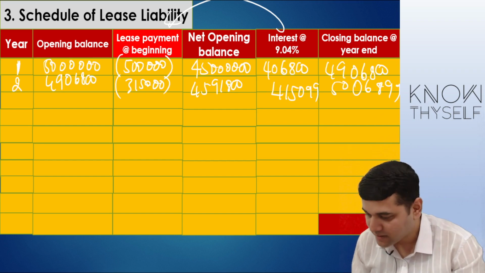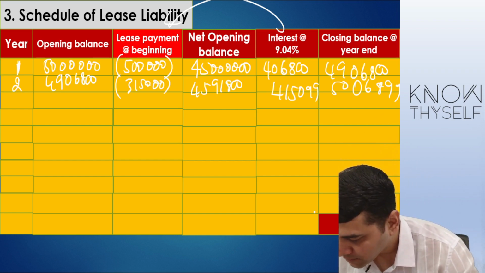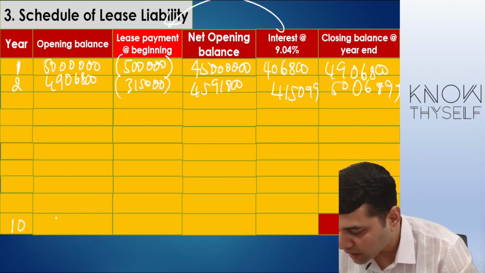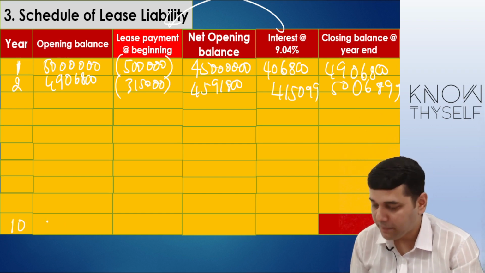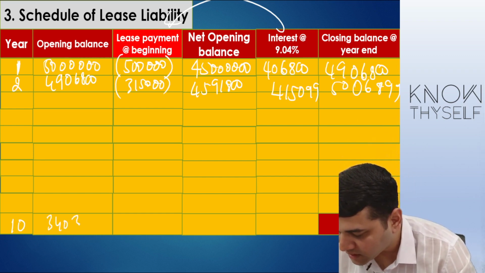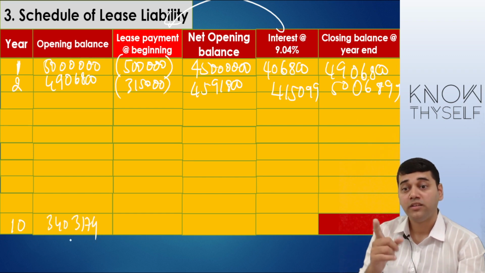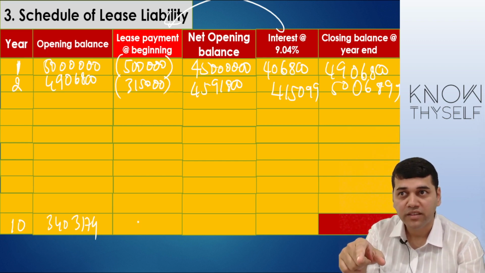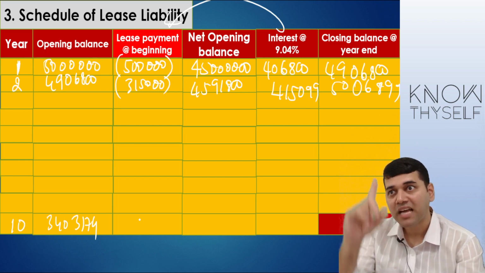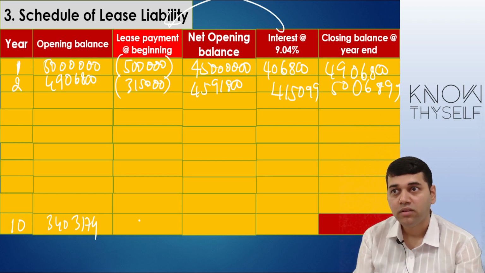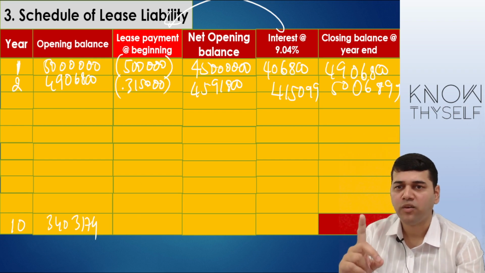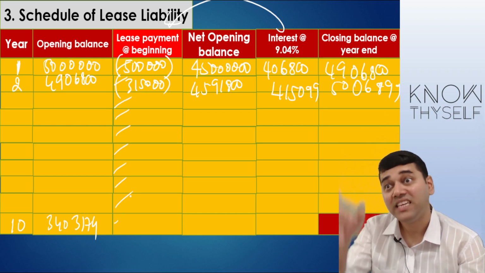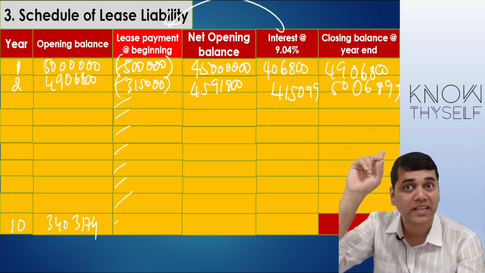Okay, last year, which is the last year? I have come to the 9th year here, 10th year. Okay, beginning, what happens here? What is my balance at the beginning of the year? 34,03,174. This is the beginning of the 10th year. Now, do I pay any cash flows at the beginning of the 10th year? My last lease rent, no? 9 years, right? 1, 2, 3, 4, 5, 6, 7, 8, 9. The 10th installment I pay at the beginning of the 10th year.